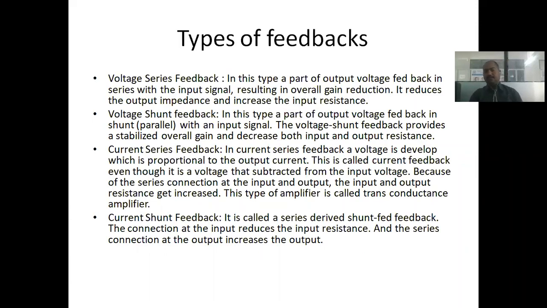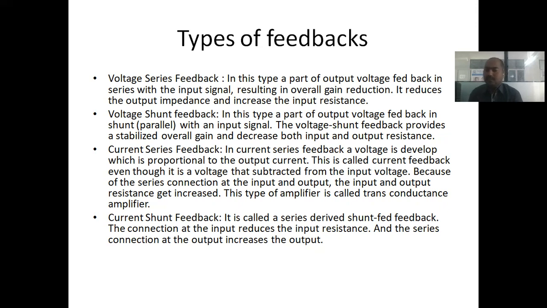Initially we discuss generally the types of feedback topology. All of it relates to voltage and current. If voltage is connected in series, it is called voltage series feedback. When it is connected in parallel, it is voltage shunt feedback. With respect to current, if it is connected in series, it is called current series feedback. When current is connected in parallel, it is called current shunt feedback.